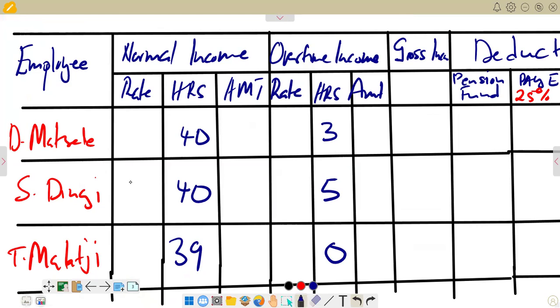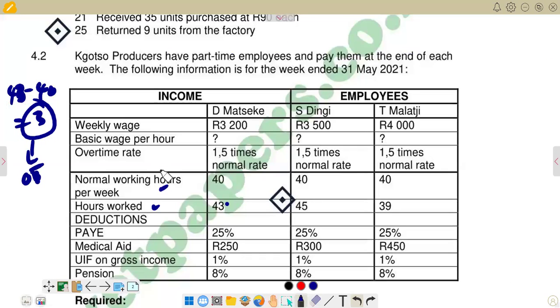Then we check the rates for normal. We are told the normal basic wage per hour is a question mark throughout, which means we are not given the rates per hour. So what are you going to do? Let's check according to the information that we are given.